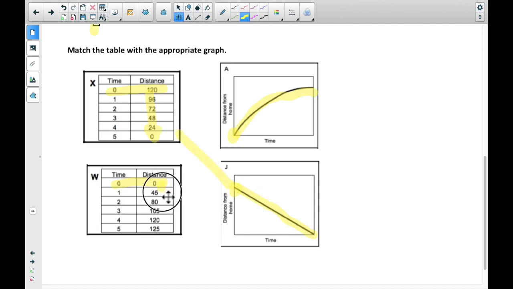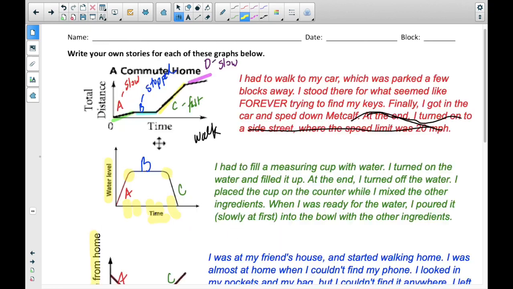This one is going up. It's going up pretty fast. And then at the end, it slows down. So what I'm saying is from 0 to 45, that's a difference of 45. And then 45 to 80. So those are pretty big differences. But then down here, it's only 120 to 125. And so it's a slower piece right there. And so that's going to go with that one.